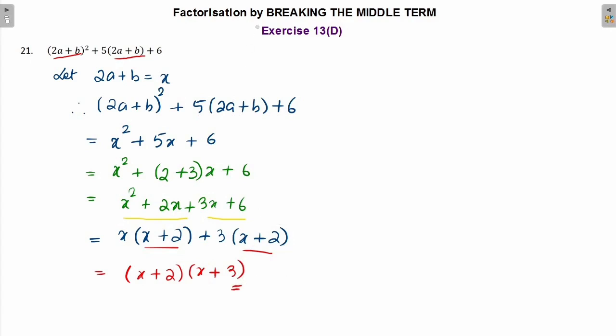No, I'm sorry, this will not be my answer. Here I need to resubstitute the value of x. Now what is x actually? x is 2a plus b, isn't it? So in place of x I'll write 2a plus b. So this is my x and we have plus 2. So (2a plus b plus 2) into, we have x is again 2a plus b, and we have plus 3 here. So this will be my answer for this particular question. You may pause the video and note down your solution.